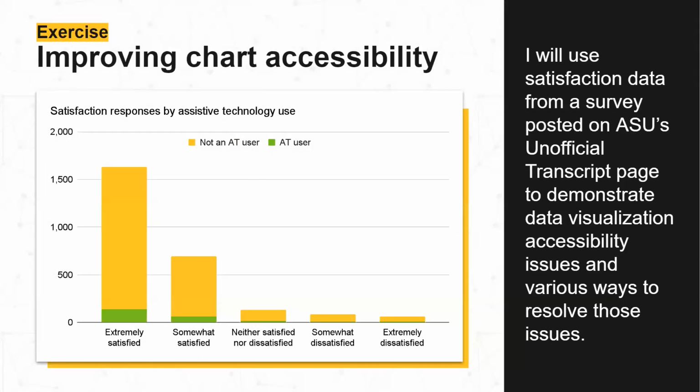So now I'm going to get into a bit of an exercise. Here I have satisfaction data from a survey that was posted on ASU's unofficial transcript page. And I'm going to use this to demonstrate data visualization accessibility issues, and there are so many ways to resolve those. This is a real data set, and I wanted to use something that was real to help show some of the issues that we end up facing with accessible data visualizations when using an actual data set. So this current visualization has a ton of things wrong with it, and we're going to go through some of the things that are wrong and then how to resolve them.